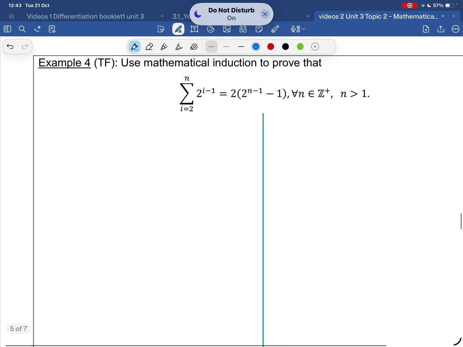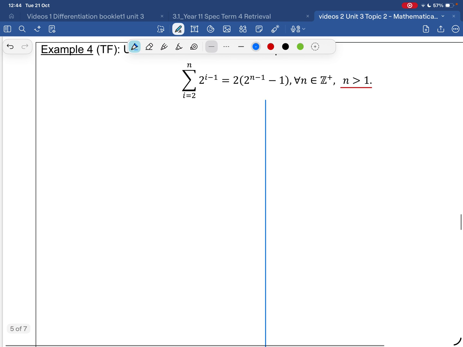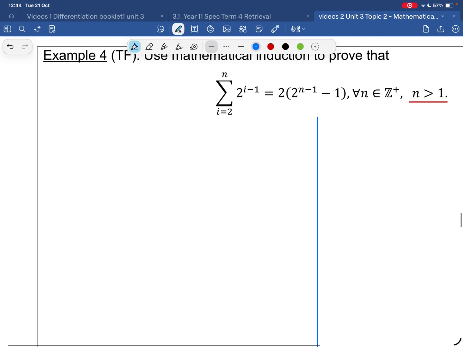Right, let's use mathematical induction to prove that the sum from i equals 2 to n of 2^(i-1) is equal to 2 times (2^(n-1) - 1), for all positive values of n, and n is greater than 1. Now you need to be careful. Your initial value, an integer greater than 1, means we're going to be starting at 2. Very important that you read your initial conditions correctly.